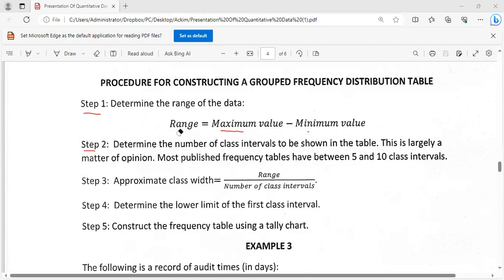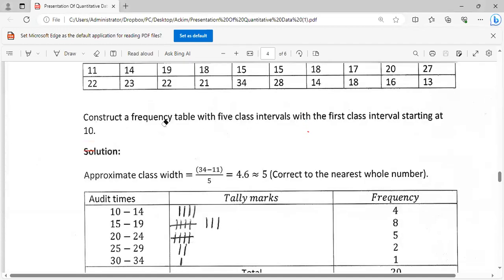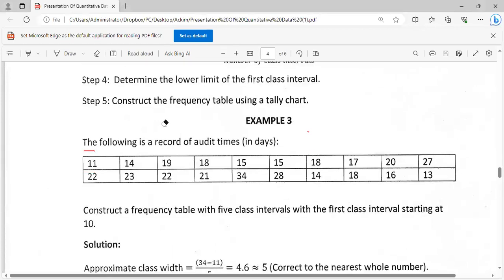I'm sure there is an example. There is an example below which we will work with very well. Yeah, this is the example that we are going to work with. So the first thing here in our example, they've told us that this is data. Now we want to group this data. From the table, we want to group it.